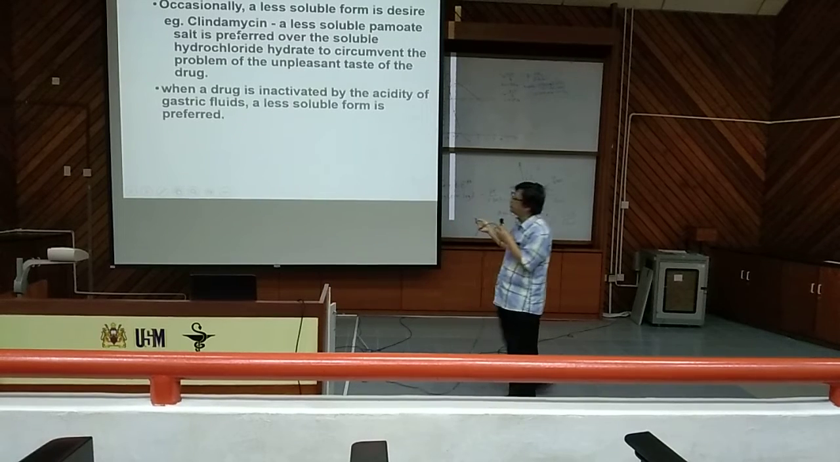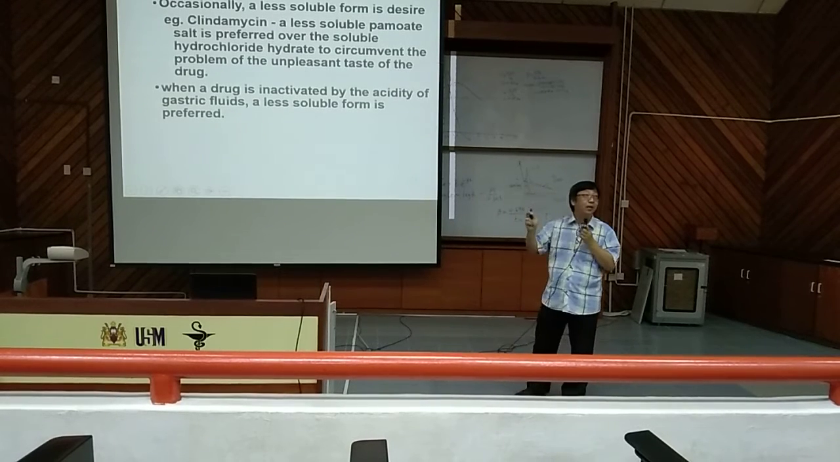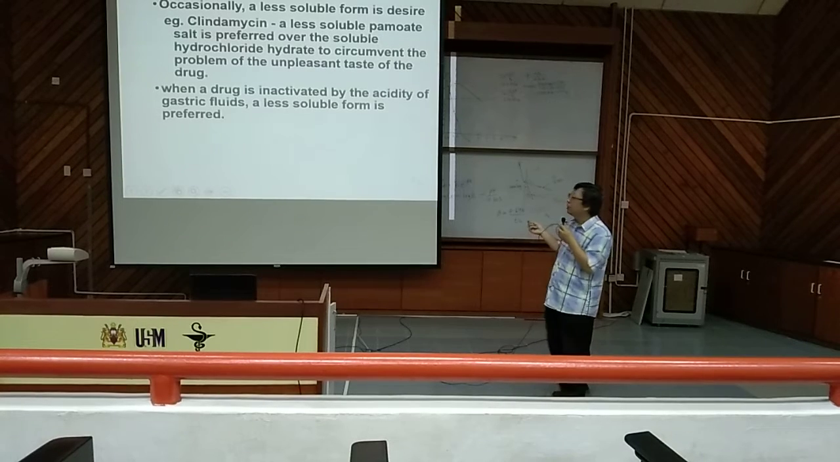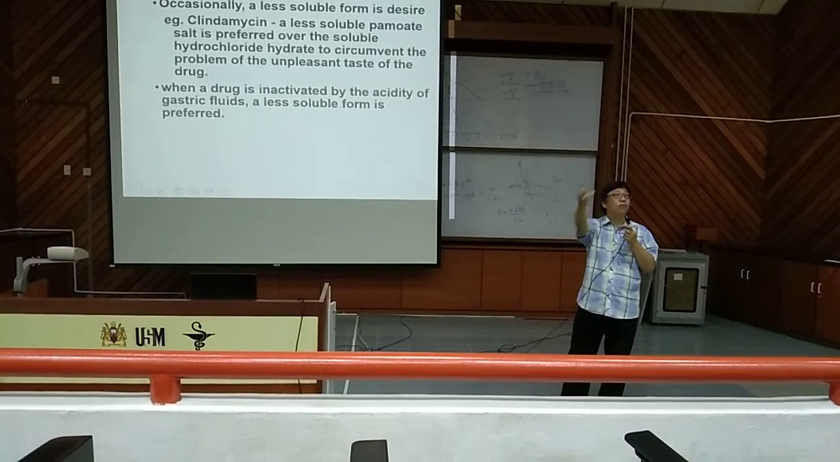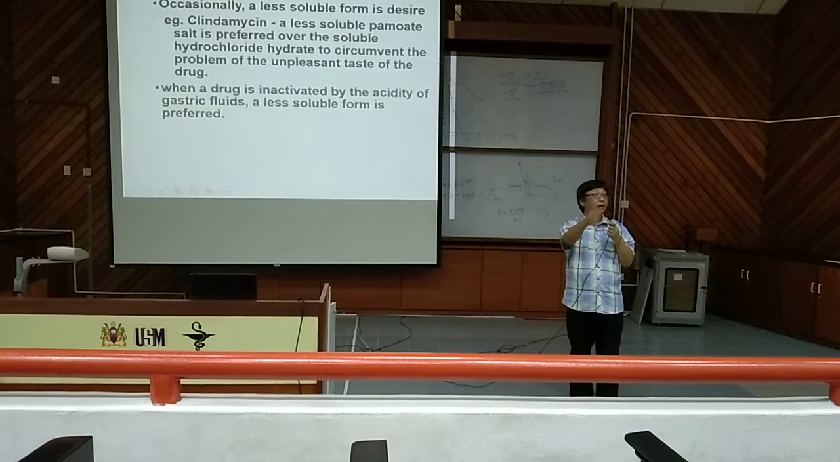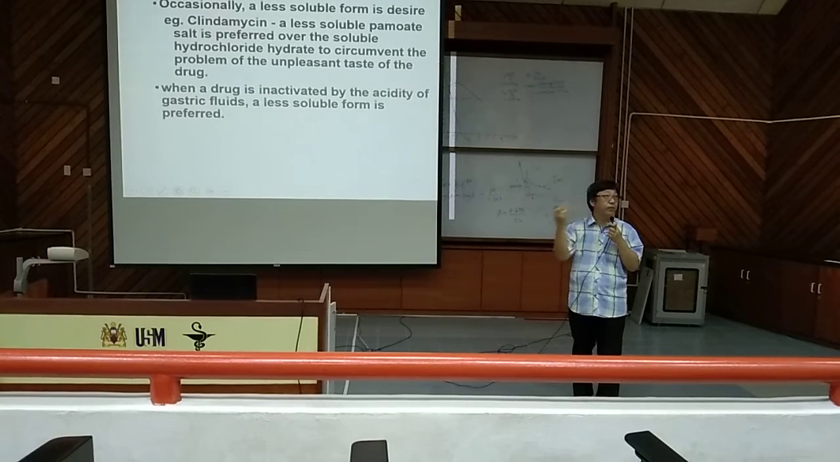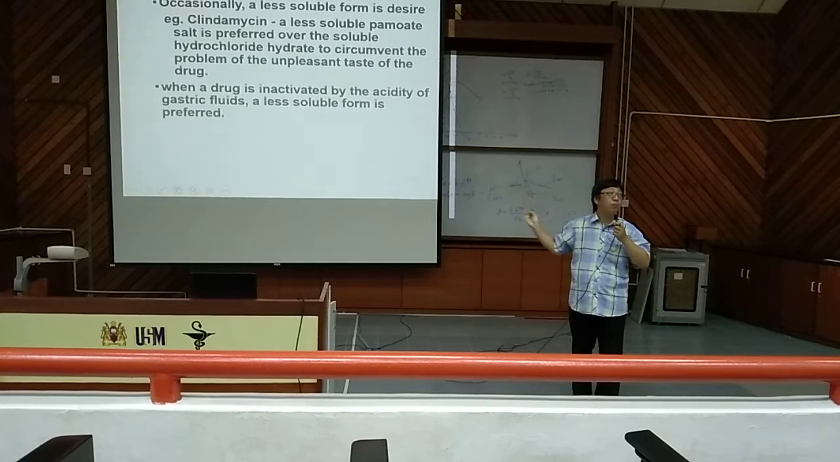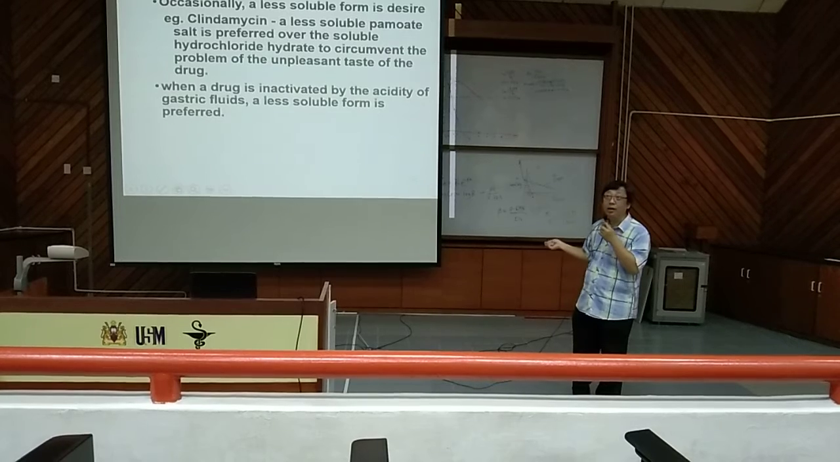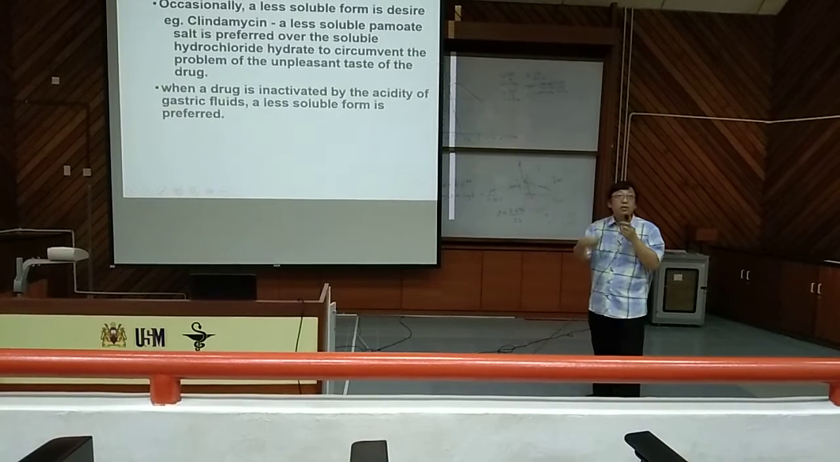Occasionally, a less soluble form is desired. Not all the time do you go for the more soluble type. So how do you know when you should go for this, when you should go for that? You should capture all this information during your clinical study. Understand what I mean? That's the reason why during clinical studies, phase 1, phase 2, phase 3, you have to look out for all these possibilities. And this is the conclusion.